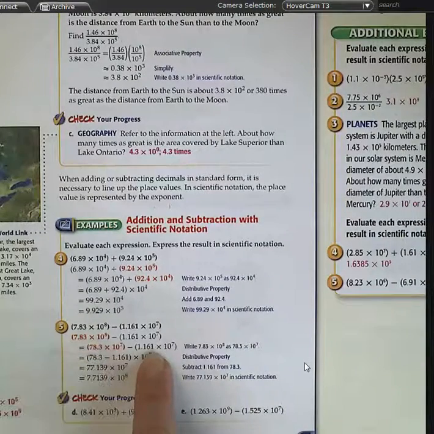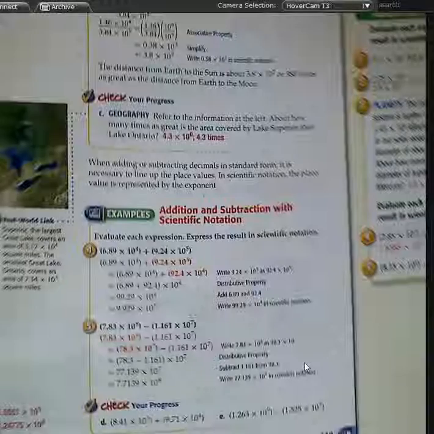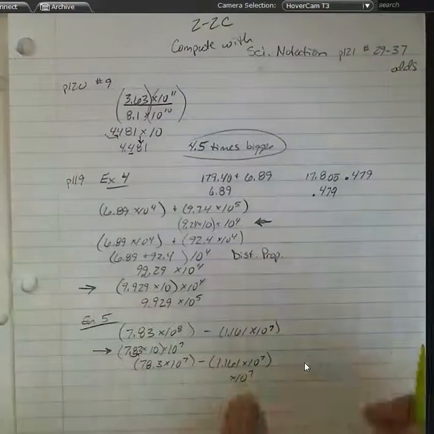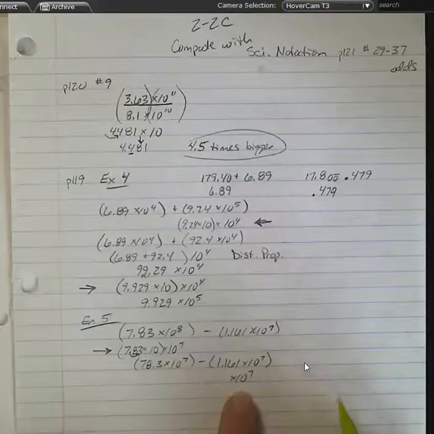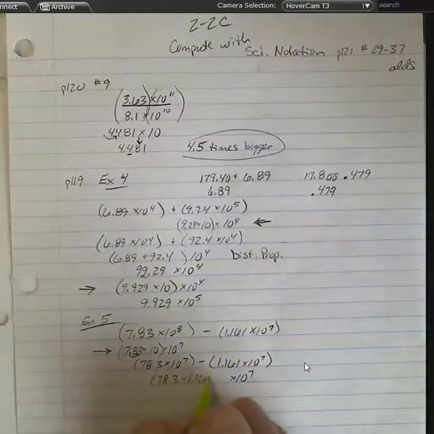You guys said that yesterday with the cards, right? We're just going to do the front numbers. We're doing the front numbers again, but we're using the distributive property. You need to know the name. So the whole thing is times 10 to the 7th. We have 7 decimal places lined up right now. We have 78.3, take away 1.161.